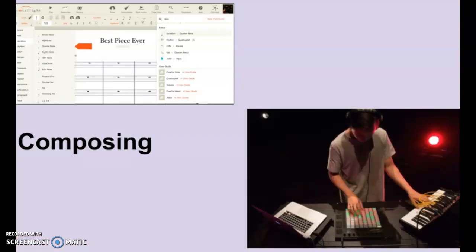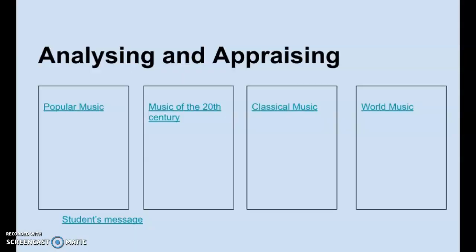Composing, when you have the opportunity to demonstrate how creative you are in this area by writing your own music and then subsequently performing your own songs. And then lastly, analysing and appraising, where you apply critical thinking to the way that you listen and perform music. So you have the opportunity to look at popular music, music of the 20th century, classical music, and world music.